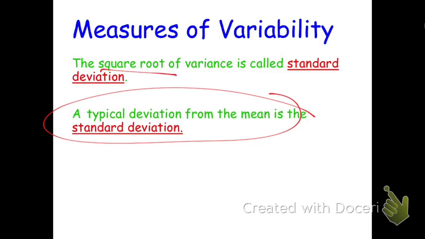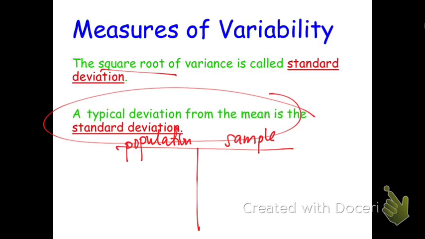So I want you to go back to your T-chart because we've got more things to add. So in our two lists, we have population and we have sample. We are now adding standard deviation and we're adding variance. Now the sample is going to be S, I'm going to use a different color, is going to be S and S squared. The population is going to be the Greek form of S, so it'll be sigma and sigma squared.